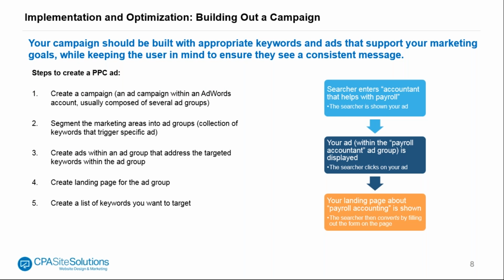So first, what you're going to want to do is create a campaign, and that is how AdWords is structured. A campaign is basically the overall theme of your marketing or advertising campaign. Then you're going to want to segment your marketing areas into ad groups, which is a collection of keywords that you're targeting to trigger specific ads. Then you'll want to create the actual content or copy. So you'll be creating ads within a specific ad group that addresses the targeted keywords.